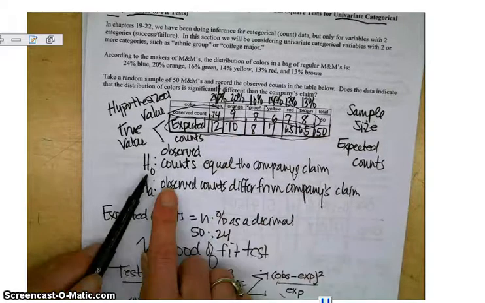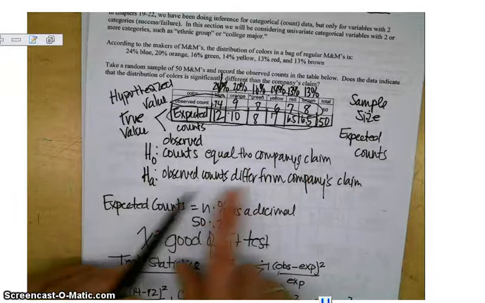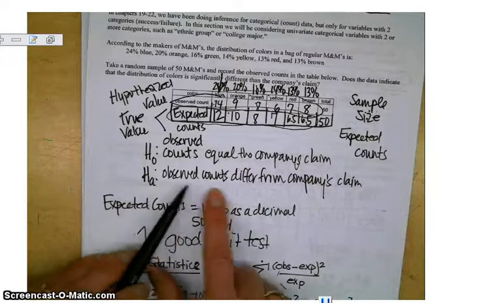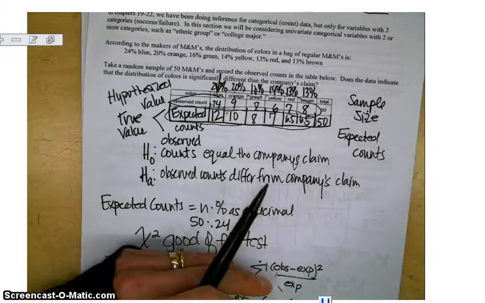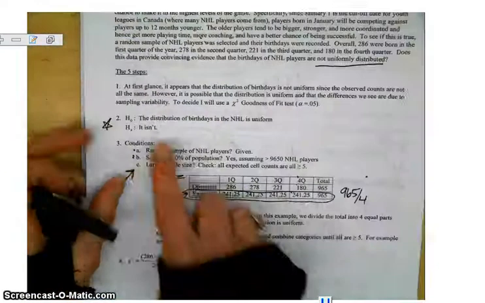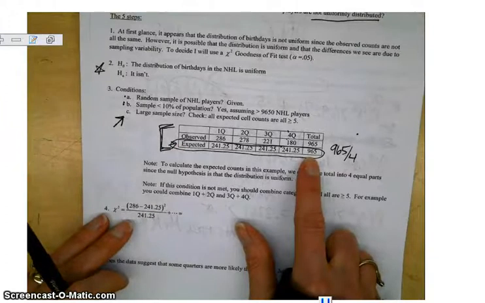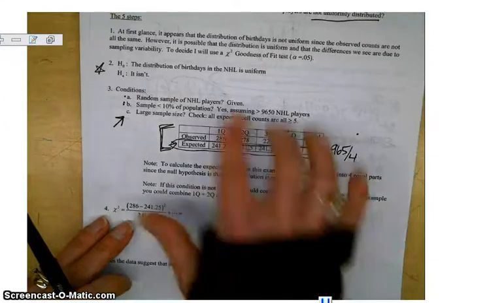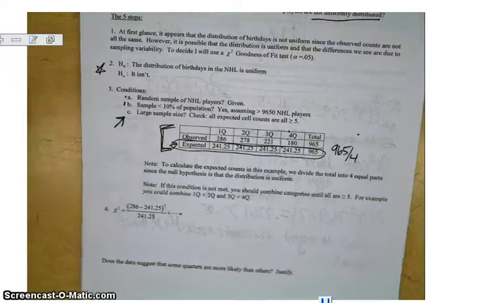Okay, so our null here would be the observed counts are equal to the company's claim, and the alternative is the observed counts differ from the company's claim. So I want you to be sure you don't misunderstand this one example here. Okay, you had to watch the video too. There are different ways to write the null and alternative hypothesis. There are different ways to calculate the expected value. It's all based upon what they're asking for in the question and what type of data you have.